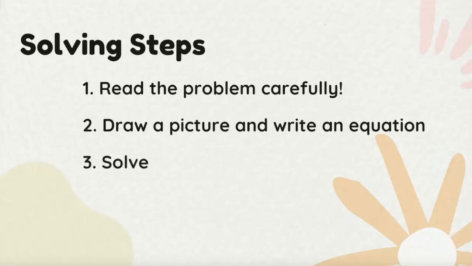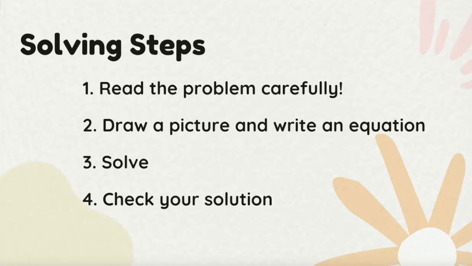Our third step is to solve our word problem. So we need to calculate our answer using our drawings and equations to guide us. Then we need to include our units in our answer. Finally, our last step is to check our solution. We can do this by first reading the problem again, then we can ask ourselves, does my answer make sense? Then we should check our calculations.